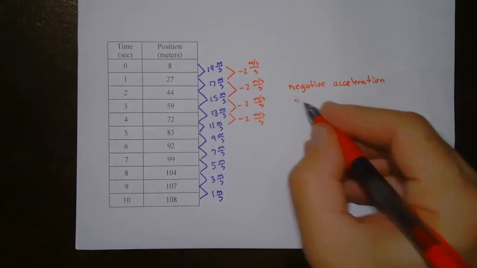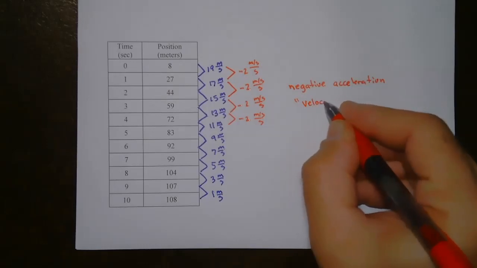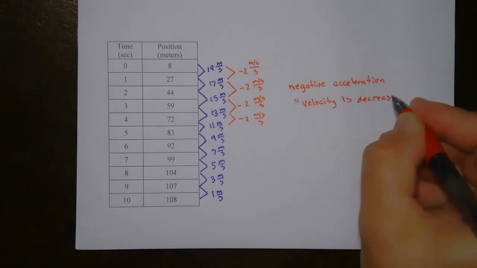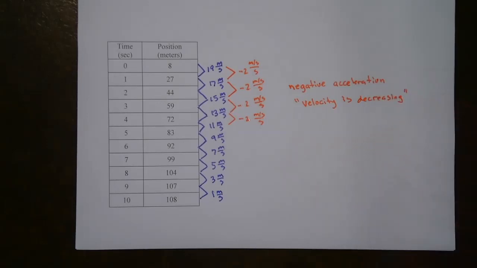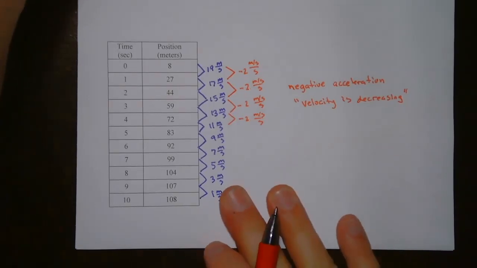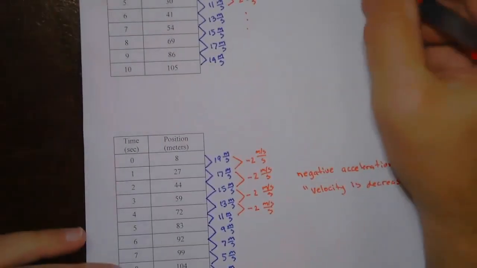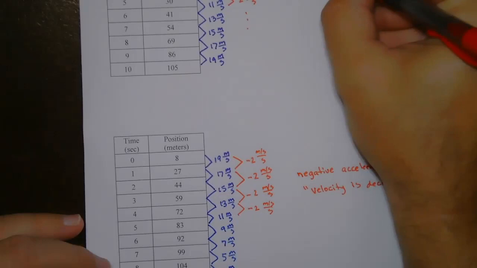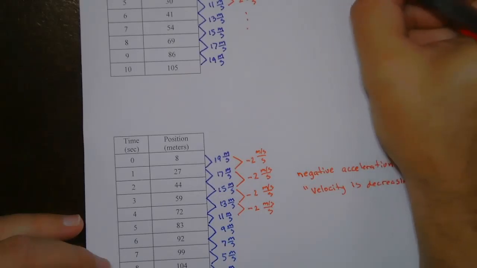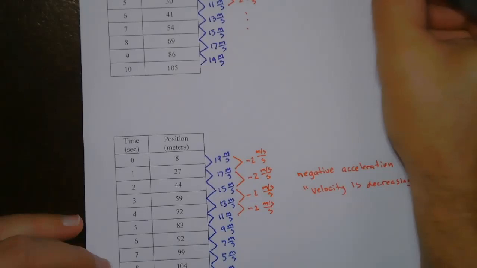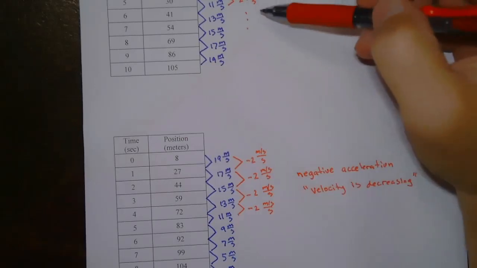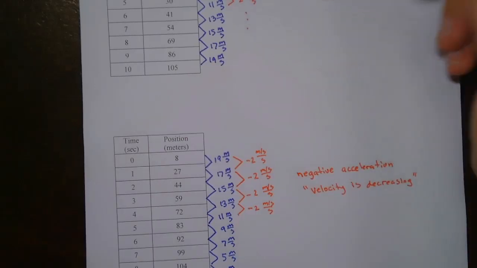Okay, and I should say this, velocity is decreasing. Okay, and here, positive acceleration, because the velocity is increasing. Okay, so that means what we're doing right here is actually we're finding the slopes of velocity, right? And that's actually what average acceleration is.